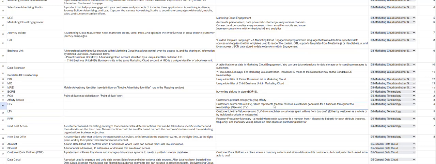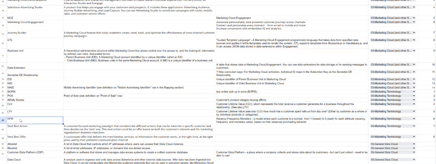Now, this one, the total revenue a customer generates, that maybe suggests that it's not just what they spend, but I don't know if there's any kind of soft credit type of situation where they generate income maybe as a partner or something like that. But I'm thinking that these are identical, but I'm not 100% sure.